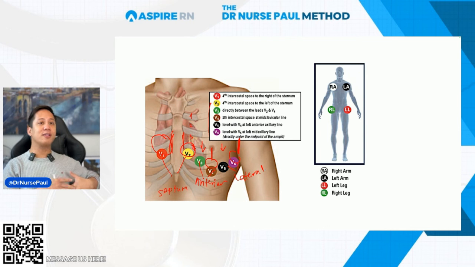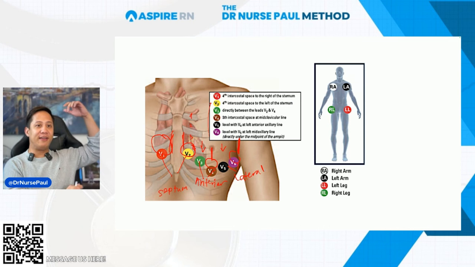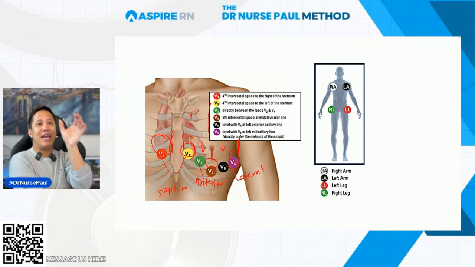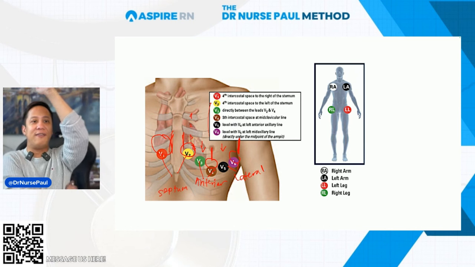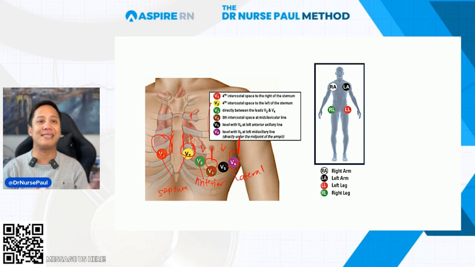V3 and V4 looks at the front portion of the heart or anterior surfaces of the heart. V5 and V6 looks at the lateral portion or side portion of the heart. You got it? What if the problem is posterior? Then we add some more leads. We call it V7, V8, V9. We don't need that a lot. But if the doctor orders 15-lead EKG, then you add V7, V8, V9 to check for posterior portion of the heart.